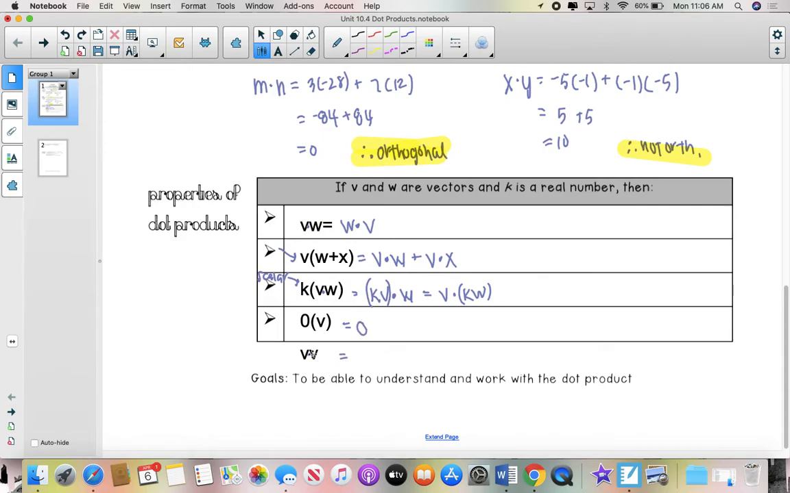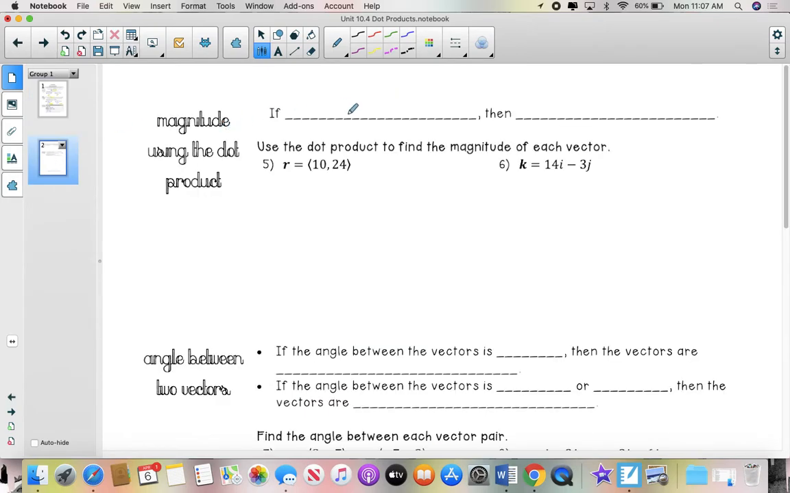And if you have the same vector with the dot product, it's actually the same thing as the magnitude squared. Okay, so moving on to the next page. These are here. I'll keep referencing them when we need them.